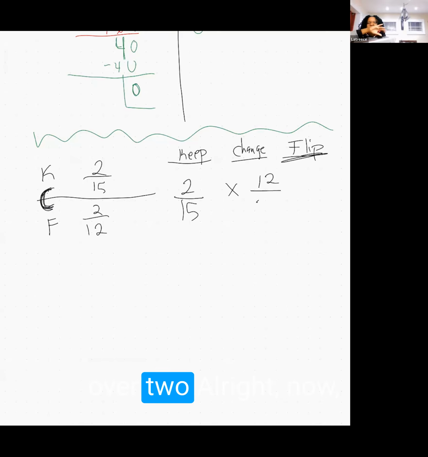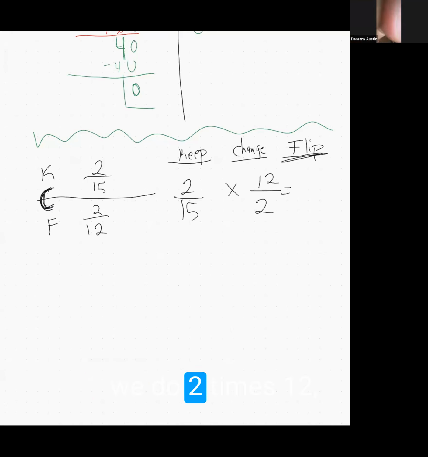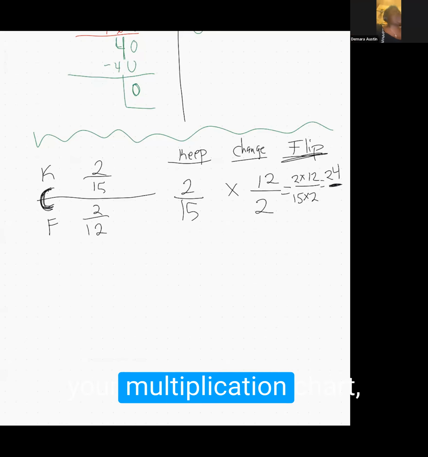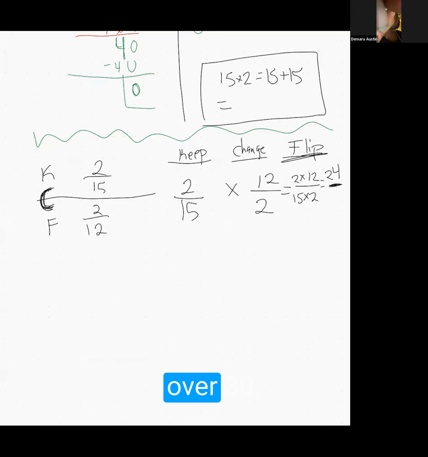All right. Now, multiplying fractions is easy. You just multiply straight across. So for the numerator, we do 2 times 12. For the denominator, we do 15 times 2. What is 2 times 12? 24. And what is 15 times 2? That might not be on your multiplication chart, but 15 times 2 is the same thing as 15 plus 15. 30. So we have 24 over 30.